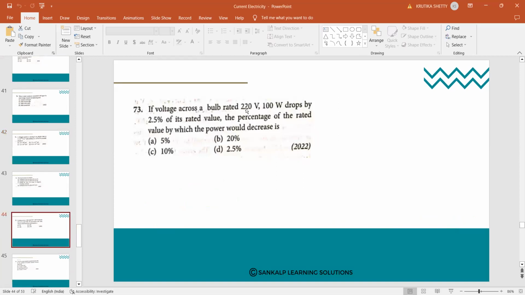If voltage across a bulb rated 220 volt, 100 watt, drops by 2.5% of its rated value, the percentage of the rated value by which the power would decrease is? I think this is not percentage error, that is combination of error. So I hope you know that you have studied the combination of error.